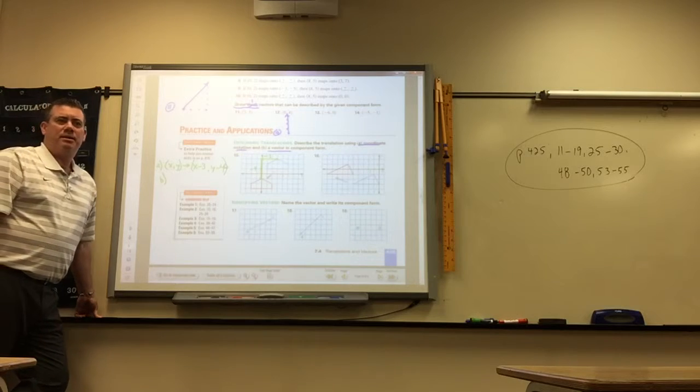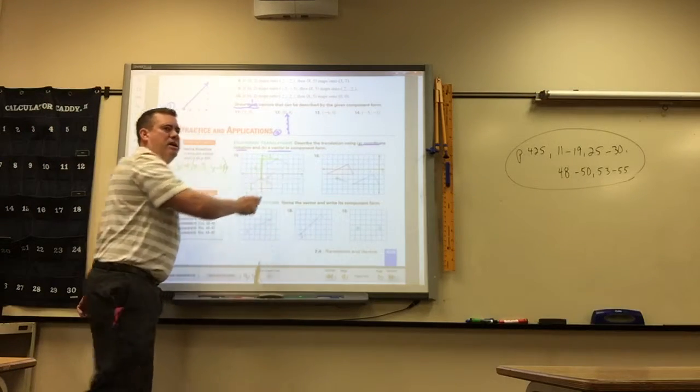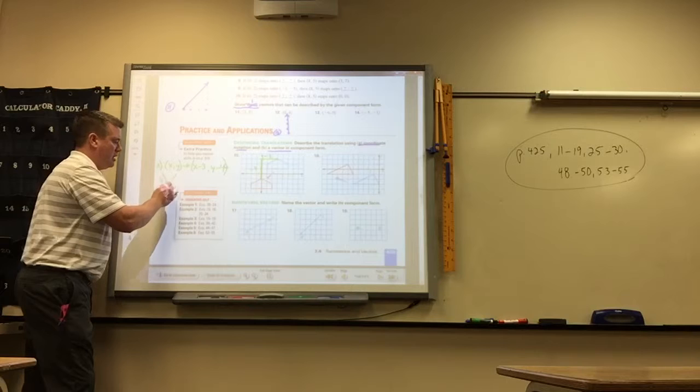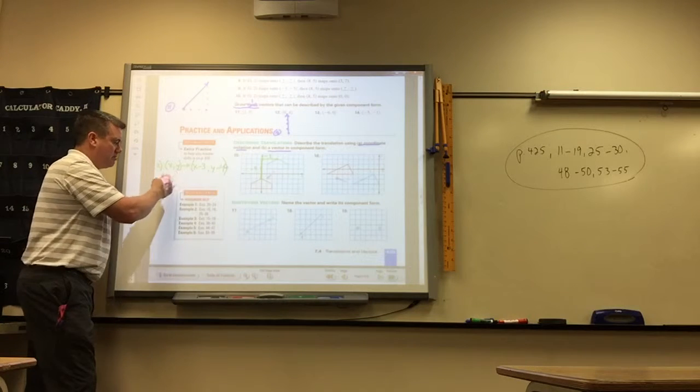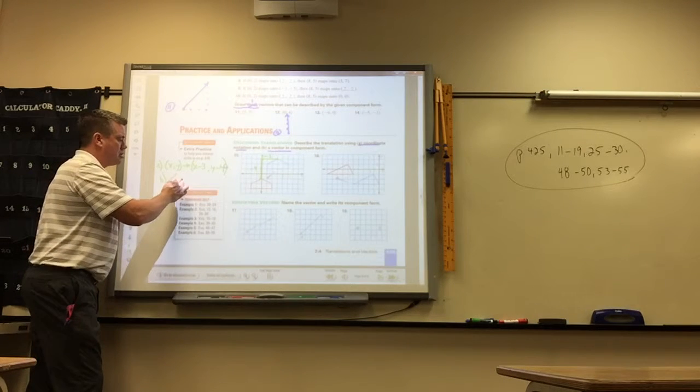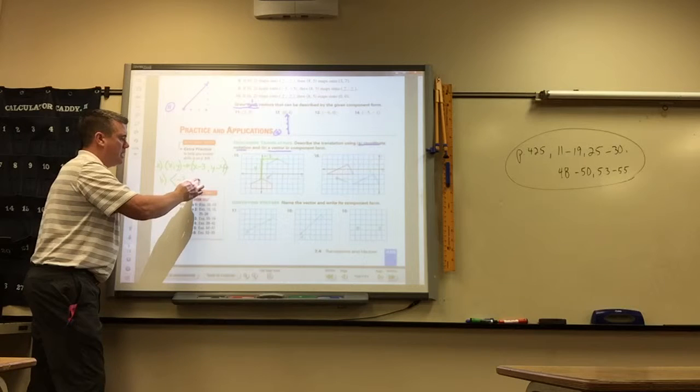B, the component form is the easy way to write it. You just put the less than and greater than symbols, and it's just negative 3, left 3, negative 4, down 4.